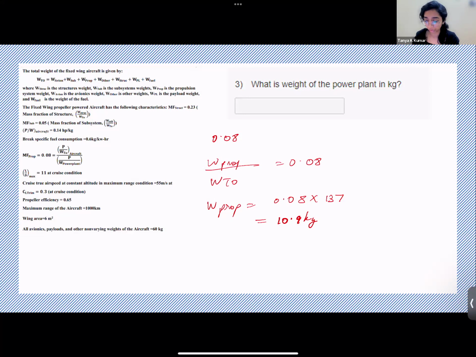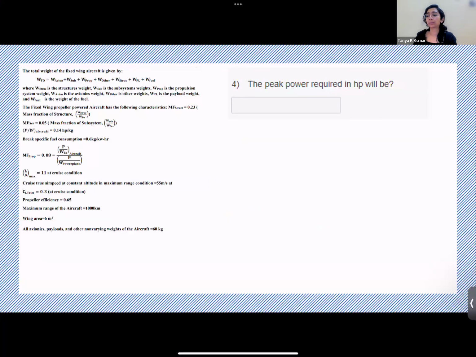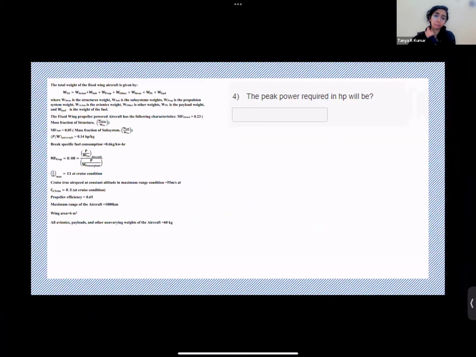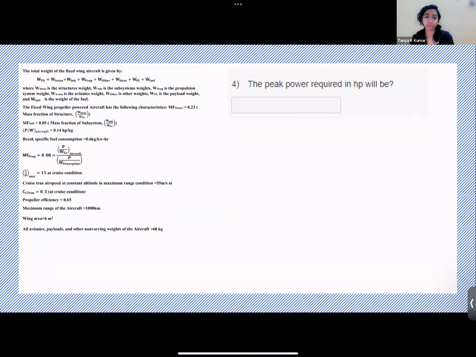So you can do it for structure, you can do it for the subsystems, right? You can do it for fuel, obviously. Where you have the mass fraction of the fuel, just multiply it with the takeoff weight and you get the mass of the fuel required. Next, what is the peak power required? Maximum power, peak power that will be required during the course of this flight.